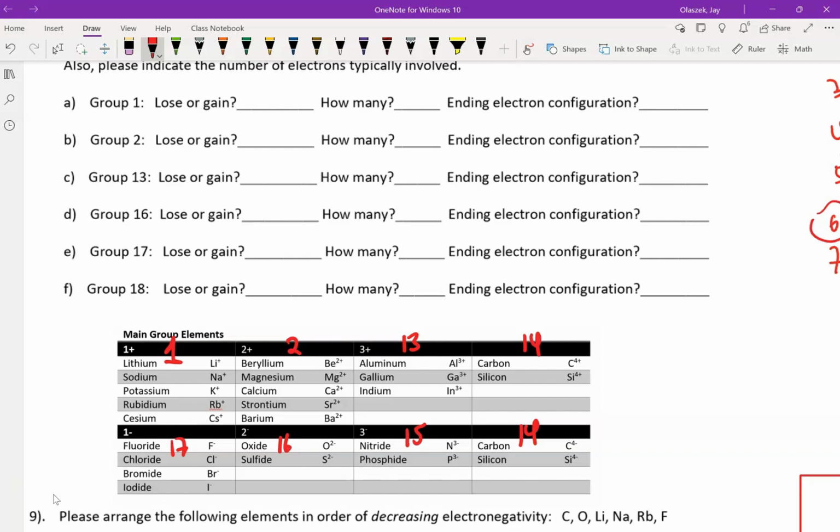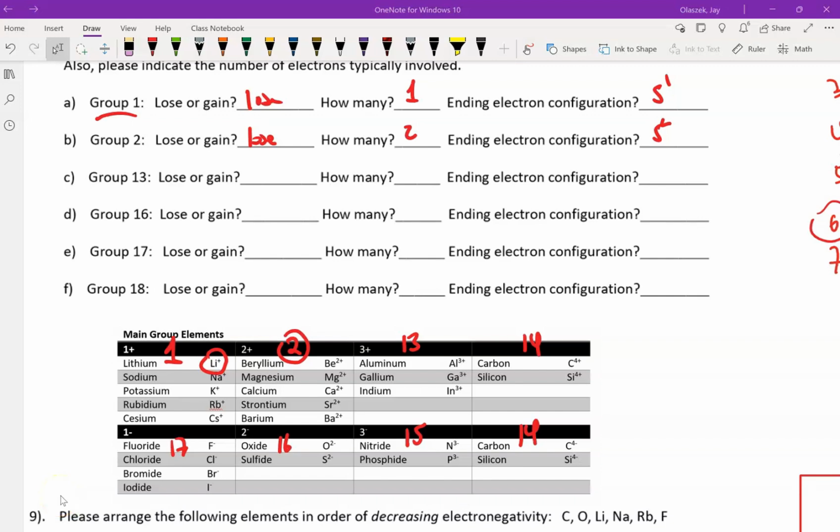It tells you that if you are in group 1, you have a tendency to lose one electron to become a positive ion. So we're going to say that elements in group 1 tend to lose 1. What is their ending electron configuration that would make this happen? s1. Here is group 2. Elements that are in group 2 have a tendency to lose because they form positive ions. How many? They have a tendency to lose 2 because their ending electron configuration is s2.